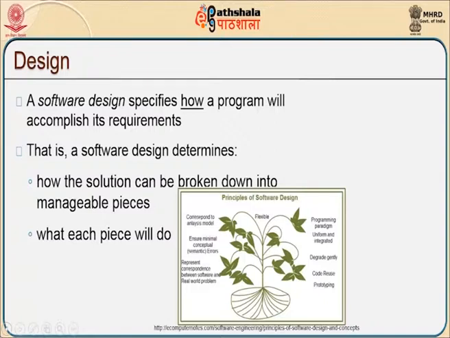A software design determines how the solution can be broken down into manageable pieces or modules, and what each piece will do. I have given a simple illustration of the software design, representing it as a plant. If you look at the principles of software design, it should be very flexible, and it also takes care of correspondence to the analysis model, programming paradigm, uniform and integrated, ensuring minimal conceptual errors, and representing correspondence between software and real world problems. It also has to look after code reuse, and it has to support prototyping.